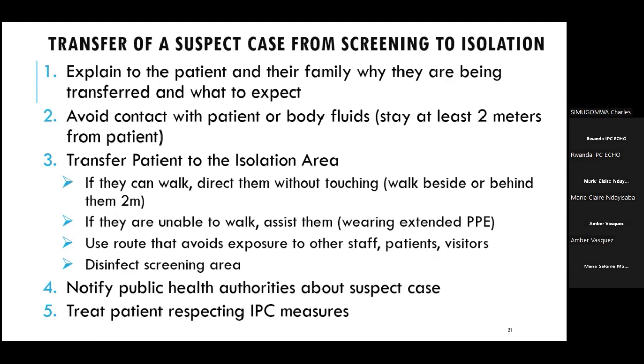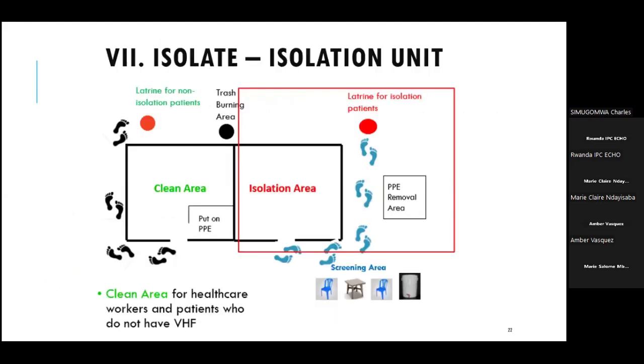Notify public health authority. Here we notify the coordinator of the outbreak, and treat the patient respecting IPC measures. I emphasize treating the patient because in many isolation units, people are fearing to enter those rooms, and many patients are dying in isolation, waiting for care. So once you apply IPC measures, you can treat the person presumptively, waiting for the confirmation or exclusion of Marburg.